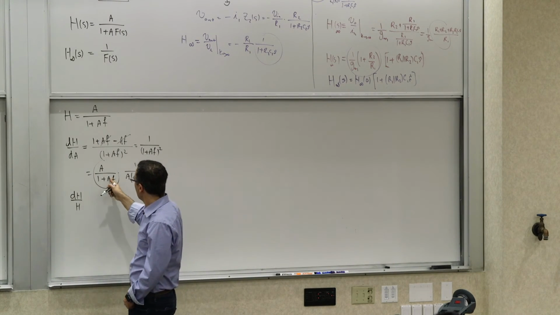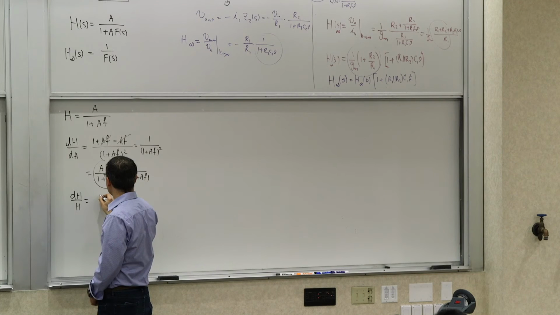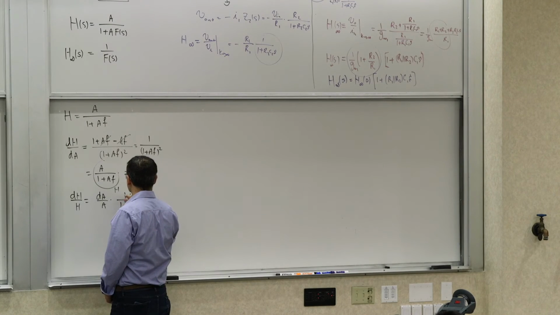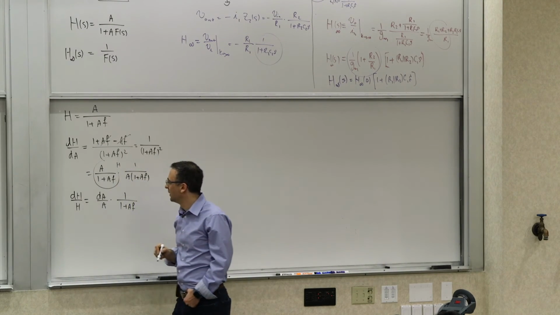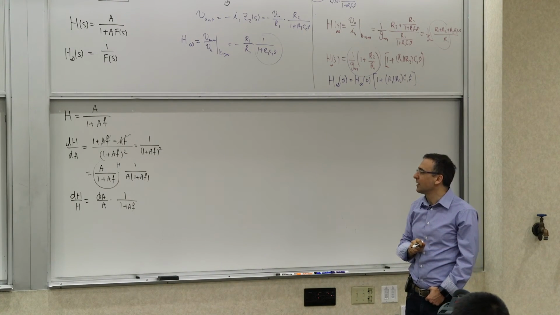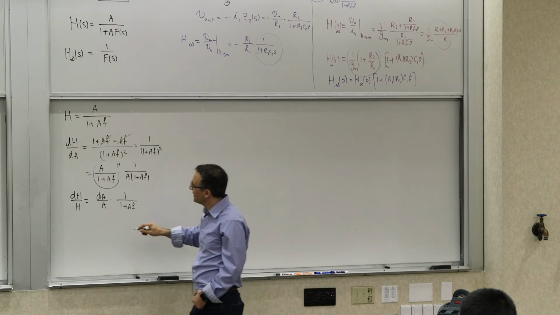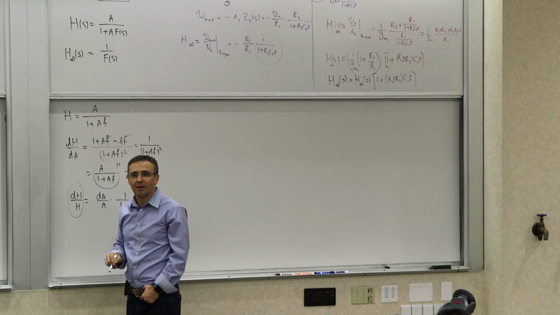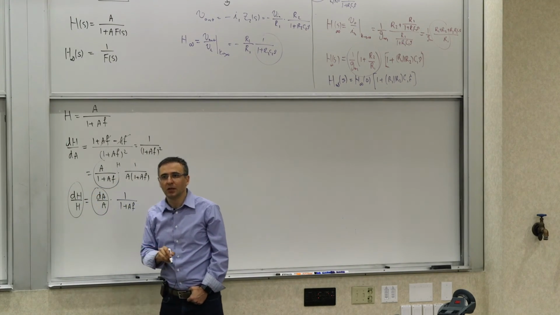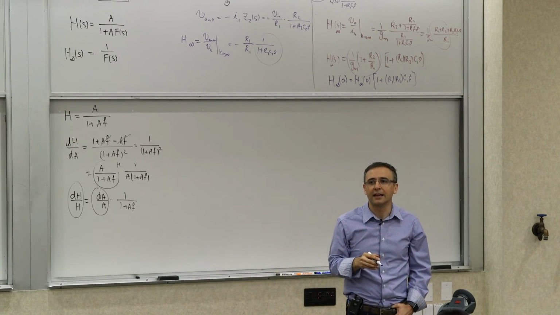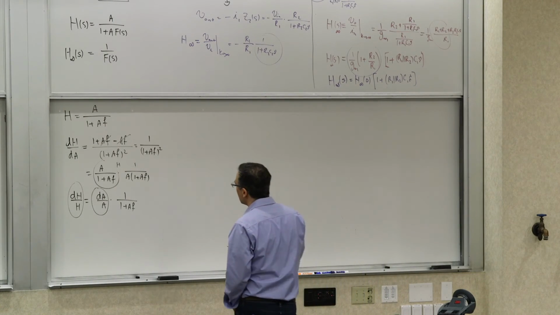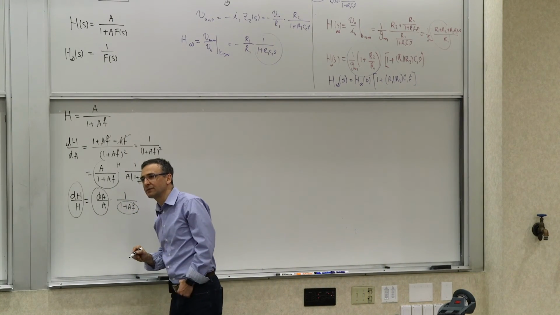That is the transfer function. I can take it to the other side and bring the dA here. So I get dH over H equals dA over A times 1 over 1 plus AF. So this is the key result, one of the key results. It shows you that the sensitivity of the closed loop transfer function is proportional to the sensitivity to variations in the open loop transfer function, right? But it's scaled down by a pretty large factor, 1 plus AF.